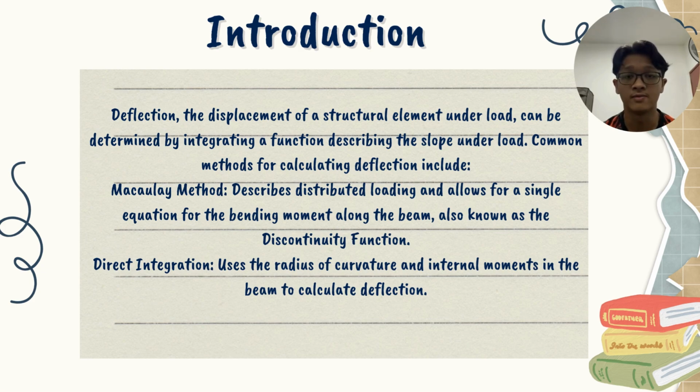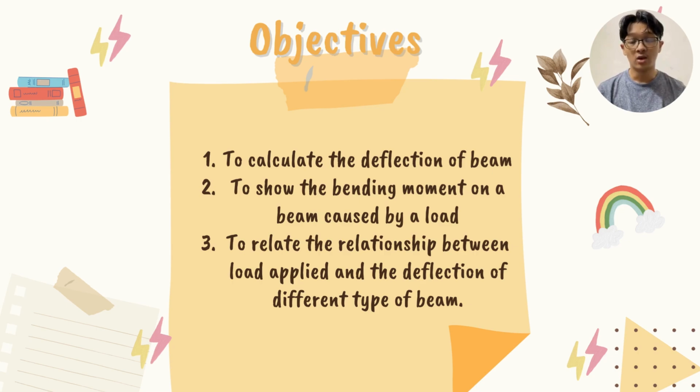calculate deflection. As for the objectives, our group has three main objectives in this project. The first one is to calculate the deflection of beam. The second one is to show the bending moment on a beam caused by a load. And lastly, to relate the relationship between load applied and the deflection of different types of beam.